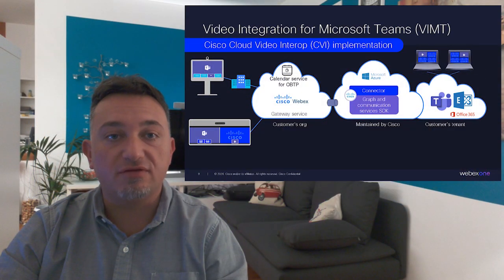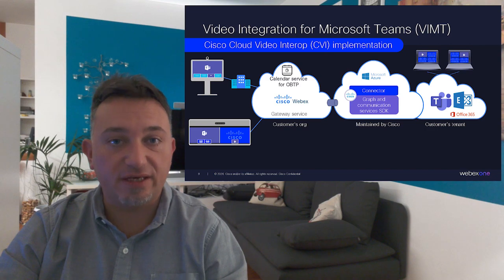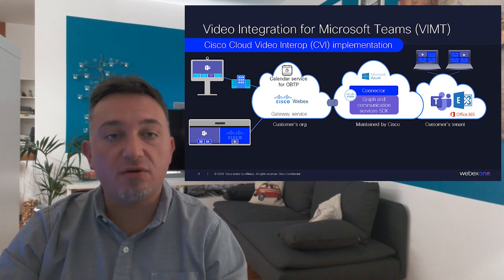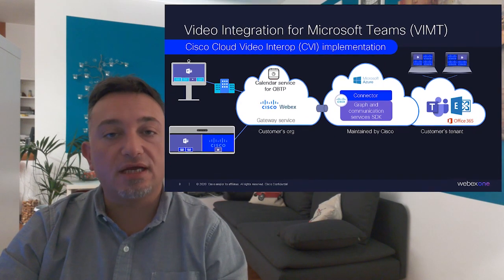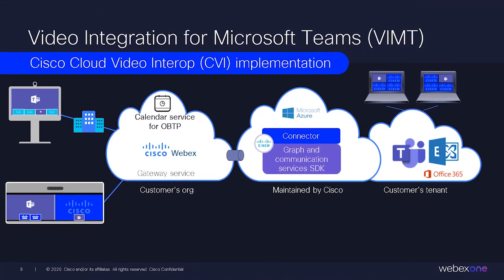Let's now focus on the VIMT architecture. VIMT is a service provided by the Webex Cloud. We have here represented three clouds. The cloud on the right side is your Office 365 environment. Here you have all your applications and services. Our integration touchpoints for VIMT are Microsoft Teams and Microsoft Exchange.